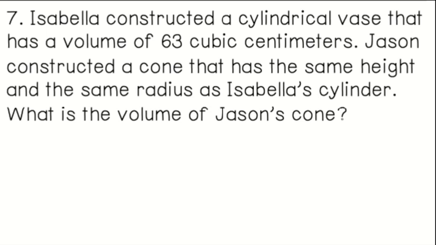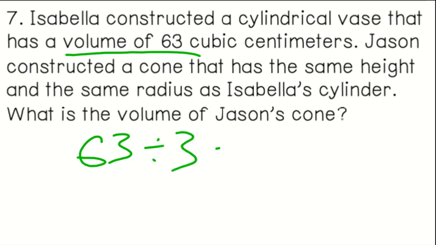All right, so Isabella has a cylinder. Jason has a cone. What do we do to go from a cylinder to a cone? Divide by 3. So we take Isabella's cylinder volume, because it gave us the volume already. So the volume is 63, and we divide by 3. So Jason has a cone with a volume of 21. Everybody good with that?